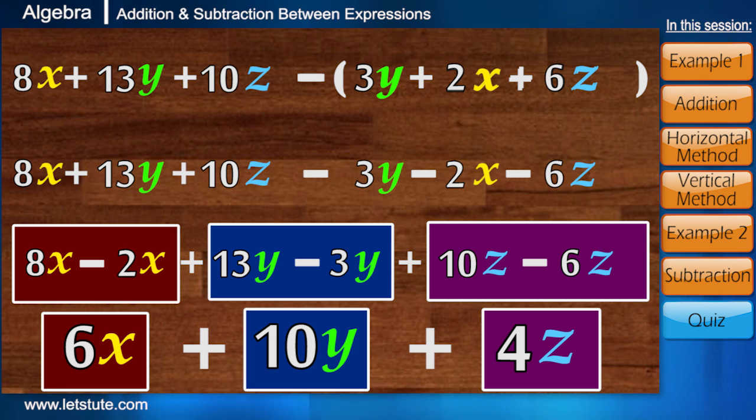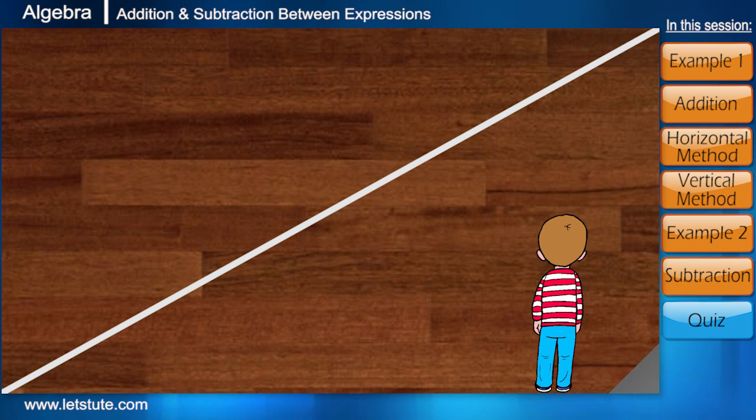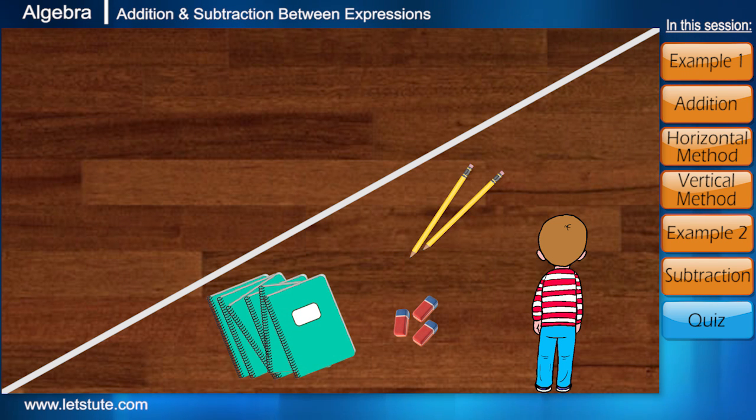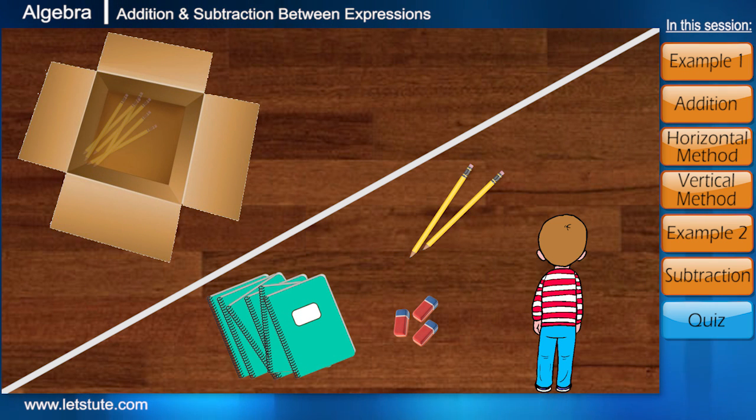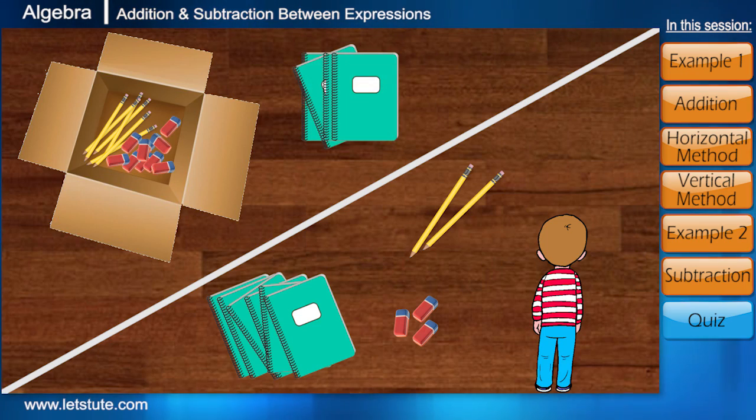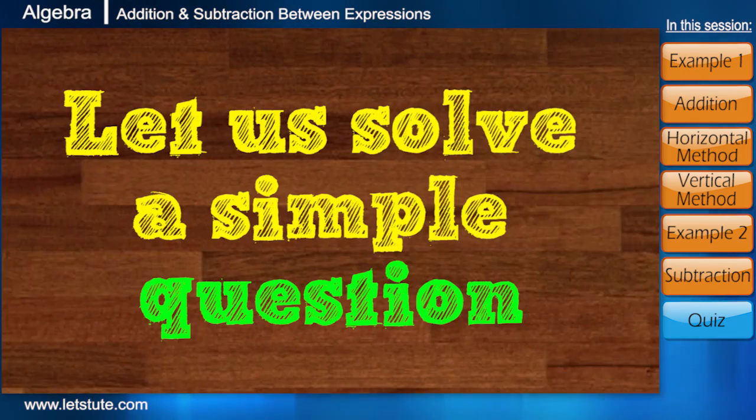So now you have to call your dad again to inform that John has taken some stationeries. And now the stationeries left at home are 6 pencils, 10 erasers and 4 notebooks. Let's solve a simple question.